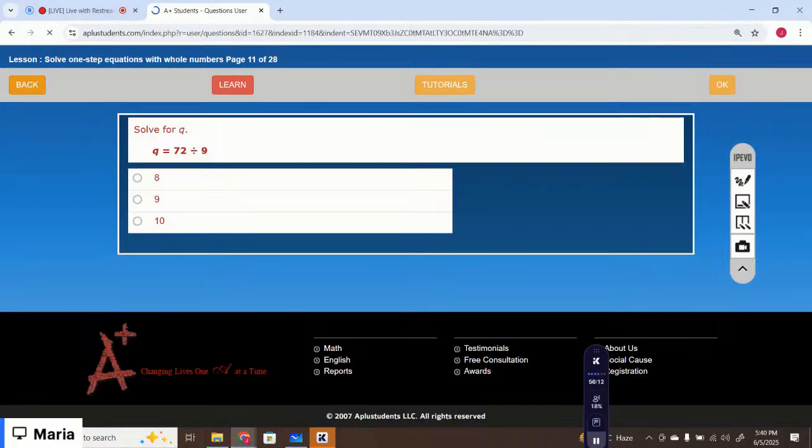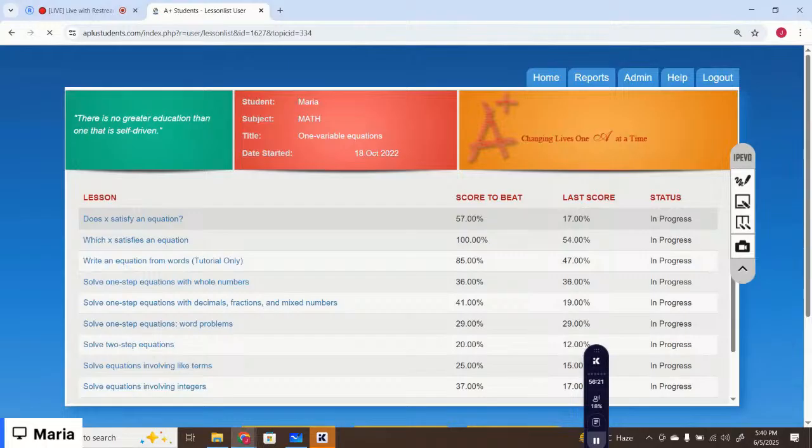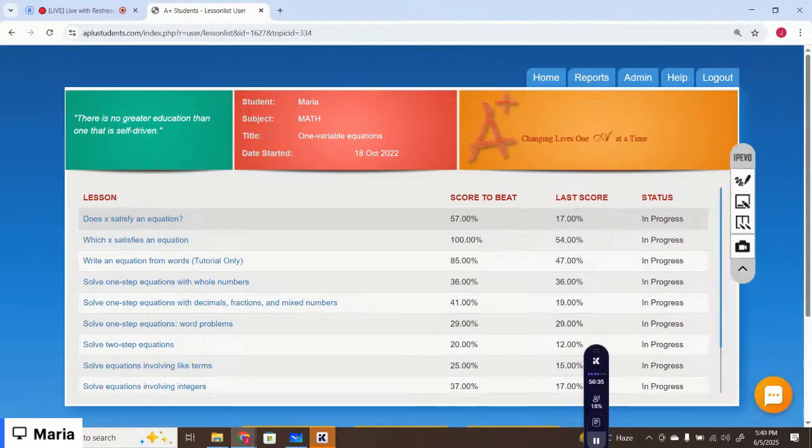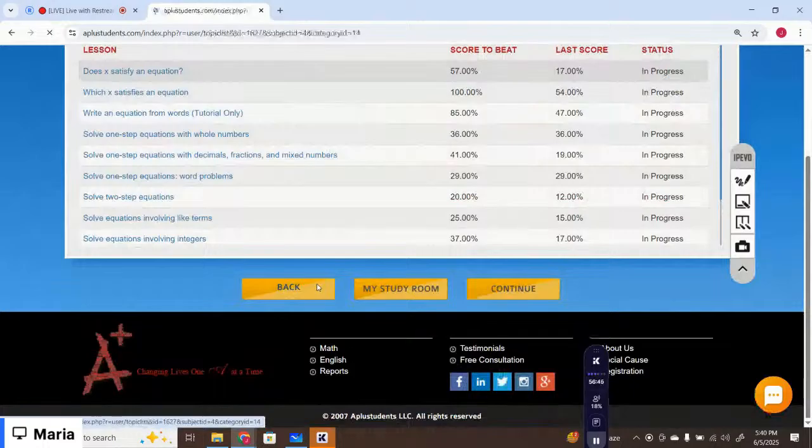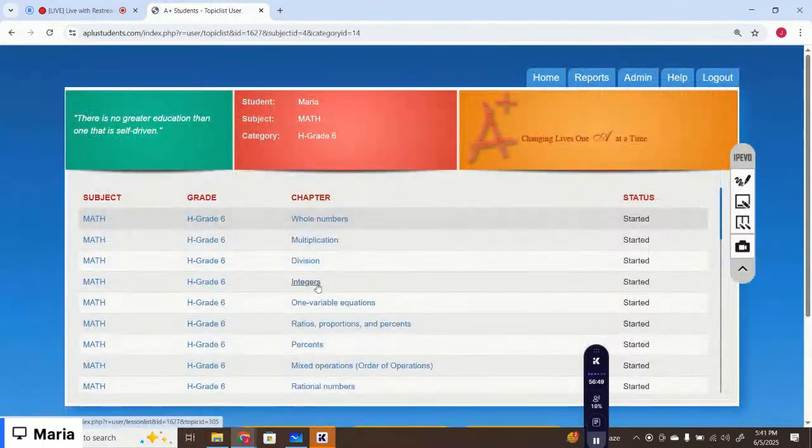Okay, you can complete the lesson by yourself later today. So we were working on grade 6 math. The chapter we were working on is one variable equations. The lessons we covered today are: does x satisfy an equation? Which x satisfies an equation? Writing equations from words. Solve one-step equations with whole numbers. So please make sure before the next session you complete all the practice questions for the lessons we just did. That is your homework until next session.